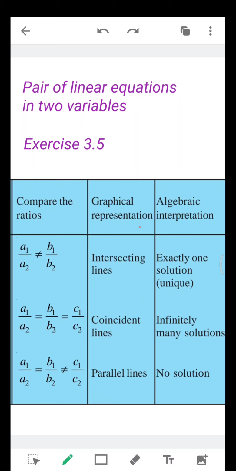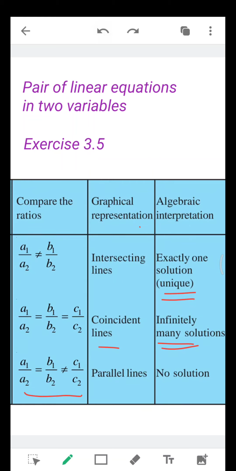For the first condition, we compare the coefficients of the equations, and if the ratio a1 by a2 is not equal to b1 by b2, we say that it has exactly one solution, or a unique solution. And if all the ratios are equal, a1 by a2 equals b1 by b2 equals c1 by c2, we say it has infinitely many solutions and the lines are coincident. And if this is the third condition, then we said it has no solution.